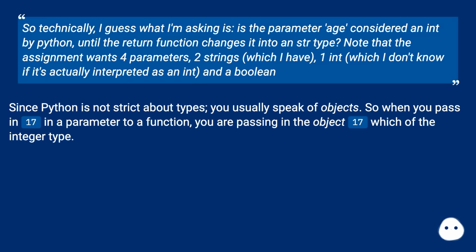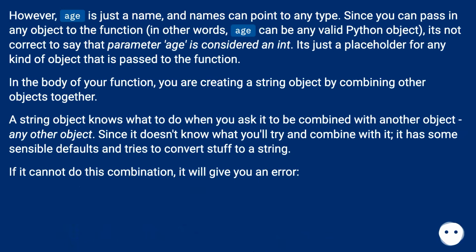Since Python is not strict about types, you usually speak of objects. So when you pass in 17 as a parameter to a function, you are passing in the object 17, which is of the integer type. However, age is just a name, and names can point to any type. Since you can pass in any object to the function, in other words, age can be any valid Python object, it's not correct to say that parameter age is considered an int. It's just a placeholder for any kind of object that is passed to the function.